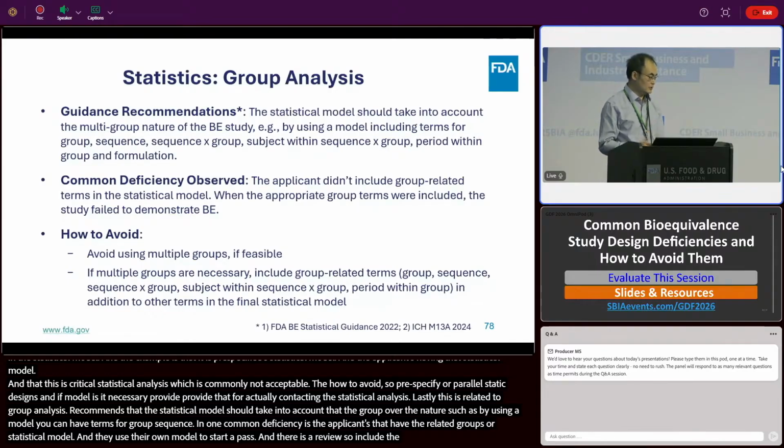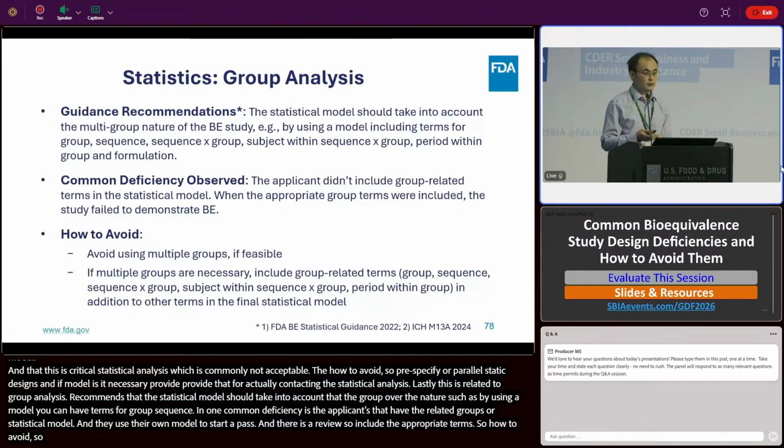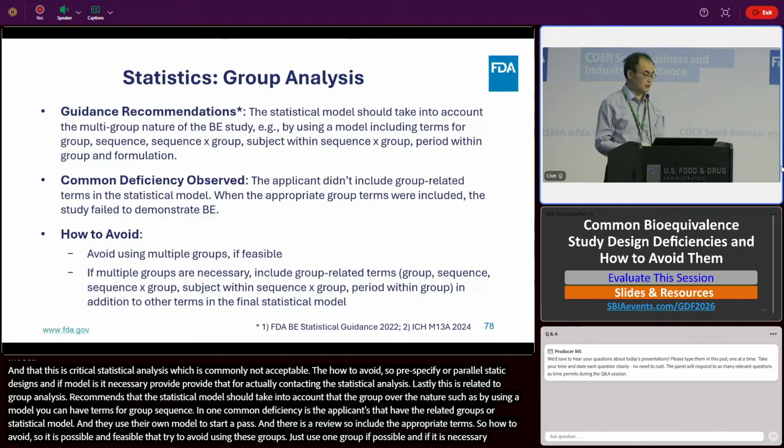So how to avoid? If possible and feasible, try to avoid using multiple groups. Just use one group if possible. And if multiple groups are necessary and unavoidable, then include group-related terms in your final statistical model.